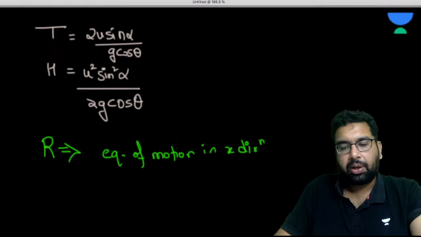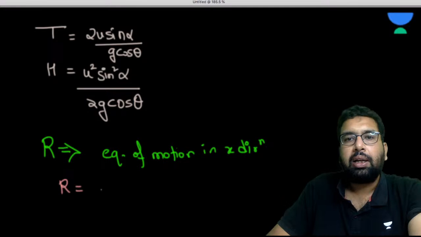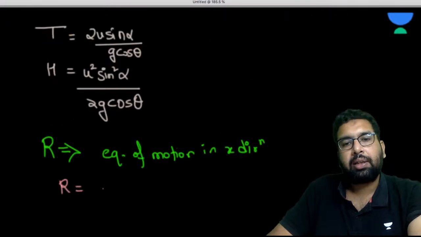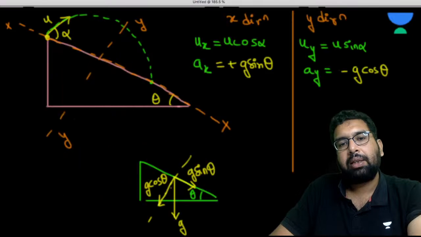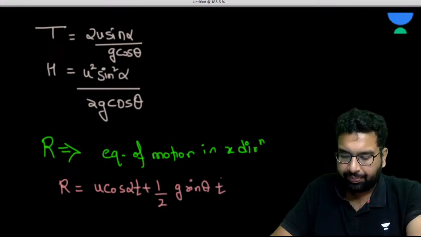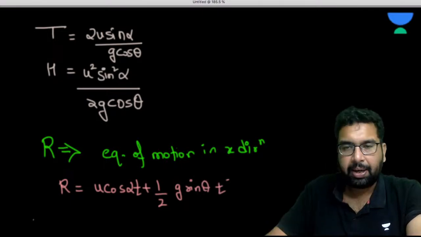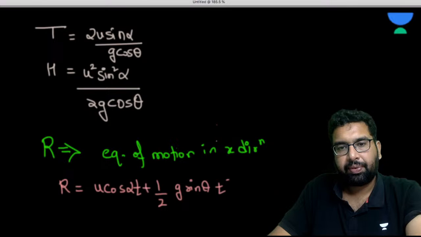Now in this case, what is going to happen? So Sx, that is R, is equal to Ux, that is U cos alpha, times t, plus half Ax, which is g sin theta, multiplied by t square. Is it? Yes or no? Please answer me. Agreed? Right? Wonderful.